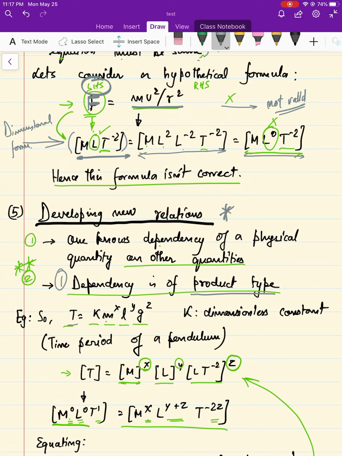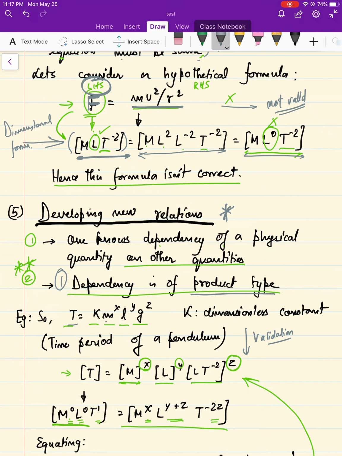Let's say if I'm considering the time period of a pendulum, and someone has told you that time depends on mass, time depends on length, time depends on g. How do you validate this? Right, this is very important. So this step is the validation step, and you need to figure out whether it works.